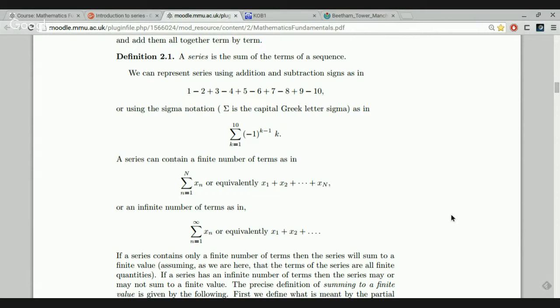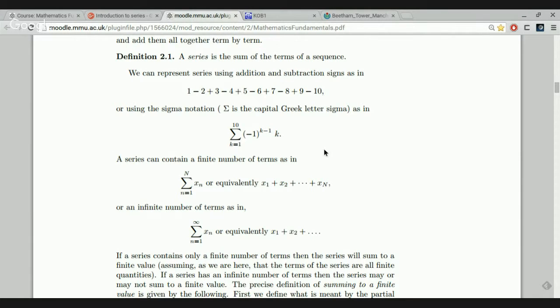It's got nice long, flat, horizontal bars at the top and bottom, which give us nice space to put in superscripts at the top and subscripts at the bottom. So this symbol here in the middle, which you read as sigma, or the sum from k equals 1 to 10 of this term here, (-1) to the power k minus 1 times k, is exactly that sum at the top, 1 minus 2 plus 3 minus 4 plus 5, etc.